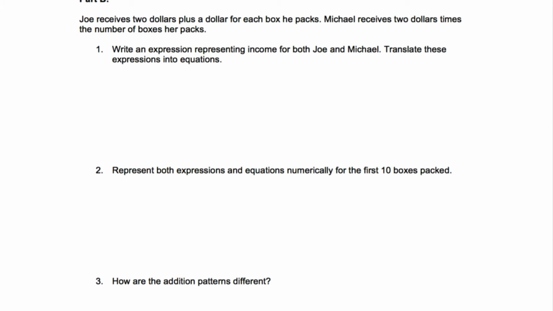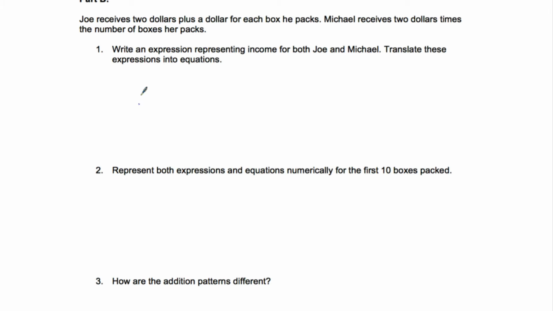Part B. Joe receives $2 plus $1 for each box he packs. Michael receives $2 times the number of boxes packed. Write an expression to represent this.